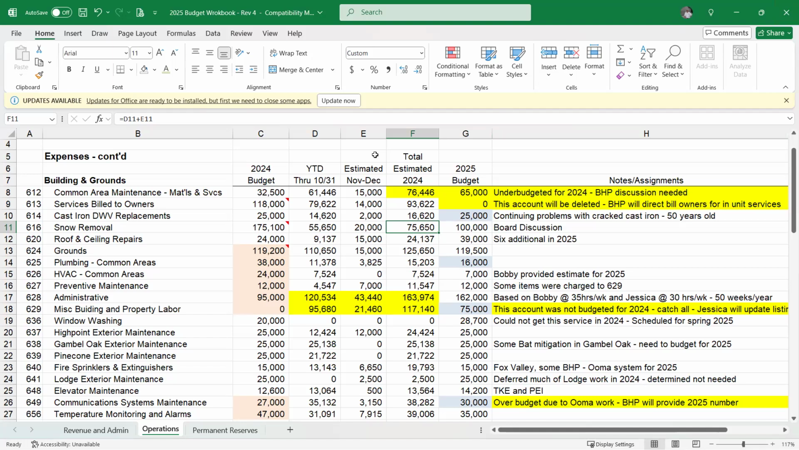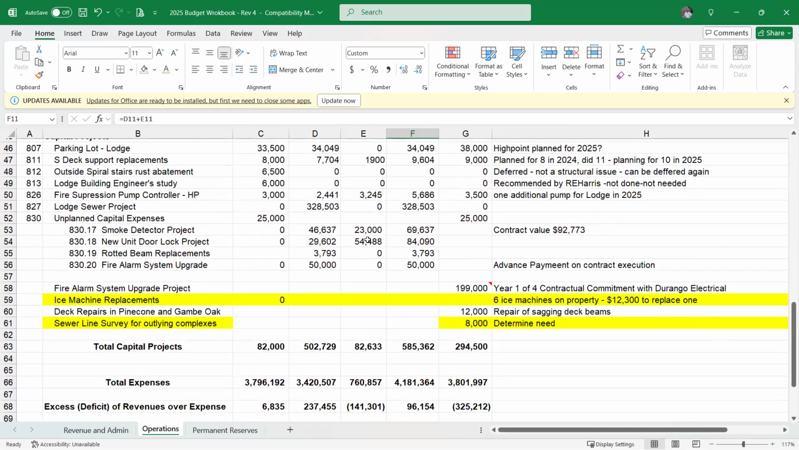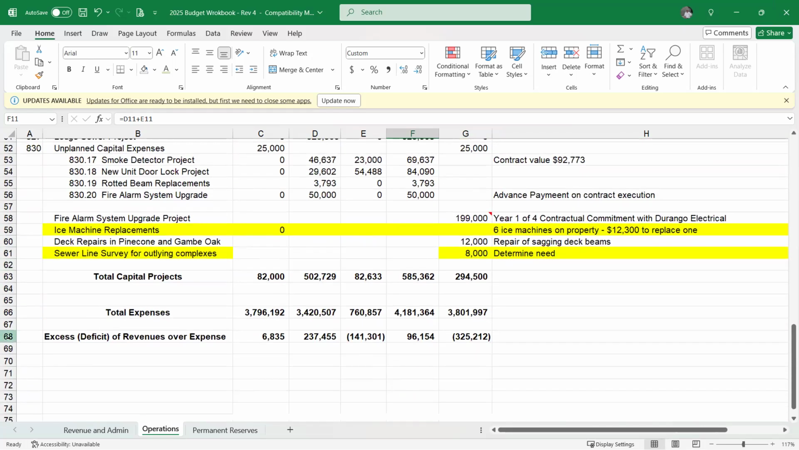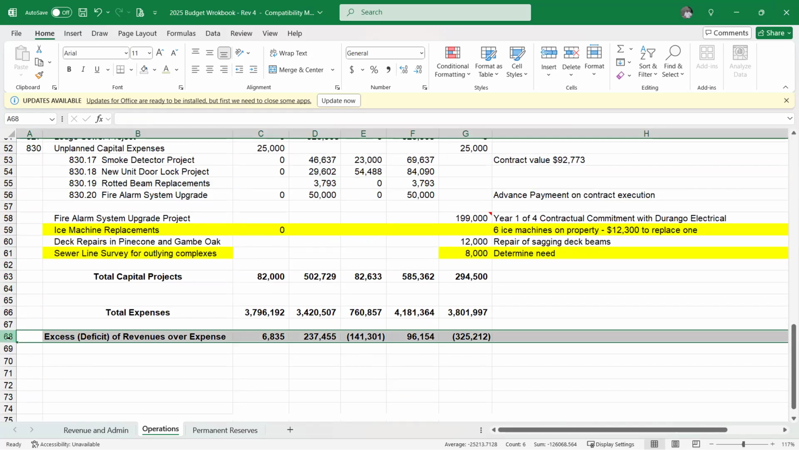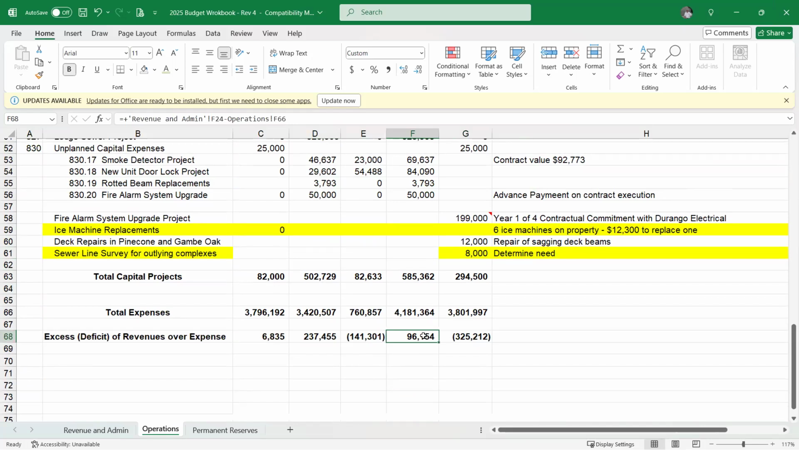I want to show you guys something. Can I just finish? This was going to be later, but I'm going to come all the way down to the bottom line. Excess revenues over expenses: we are on the plus side for 2024 by $96,000. So even though we didn't put a contingency in the budget, even though we budgeted what we budgeted, we're going to come out ahead in 2024. Miraculously.